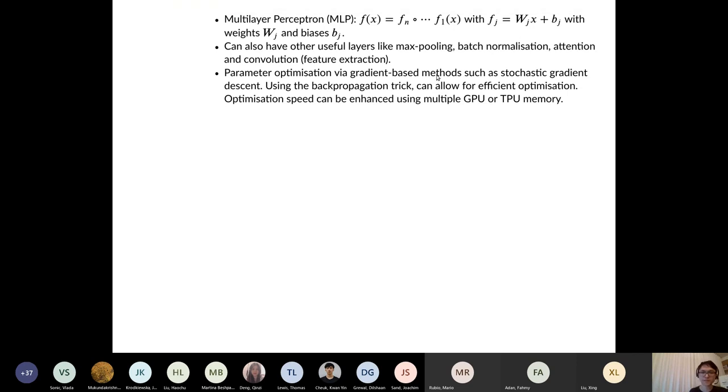And the most widely used method is using gradient descent, for example, stochastic gradient descent. The reason is because this allows you to use the back propagation trick, which basically makes it more efficient to optimize these parameters. And then the optimization speed can actually be enhanced using these very efficient processing units like GPUs and TPUs. So there's nothing fancy about these things, it's just they're expensive and they can perform parallel computation.